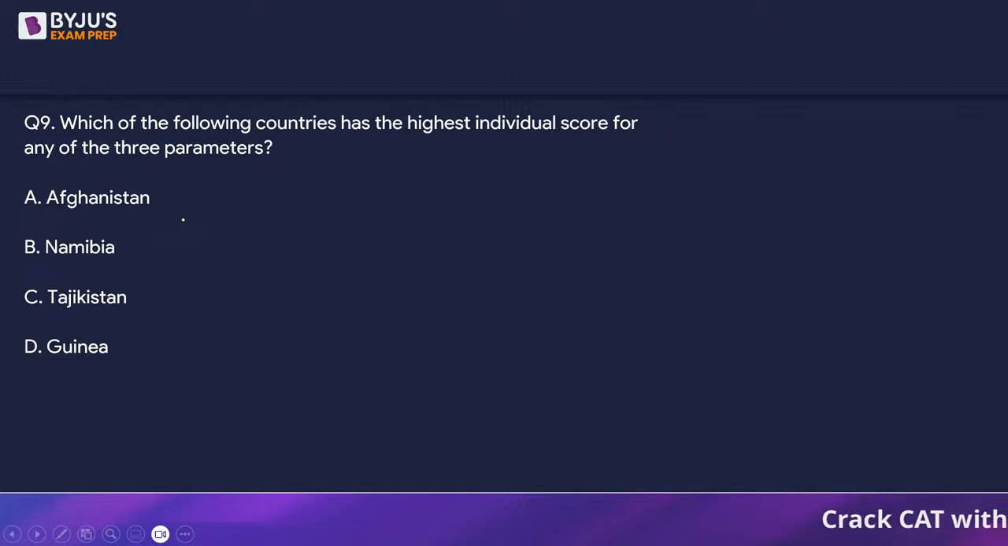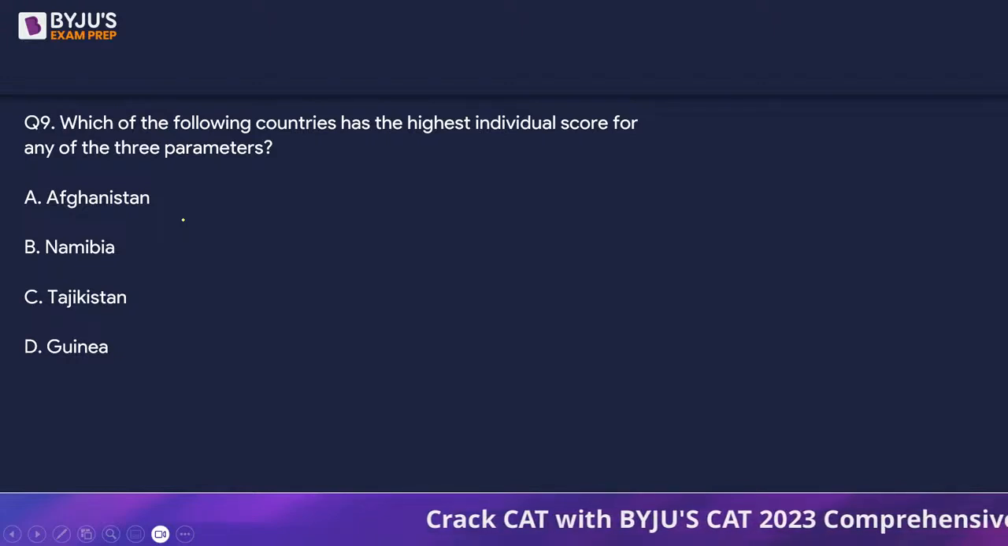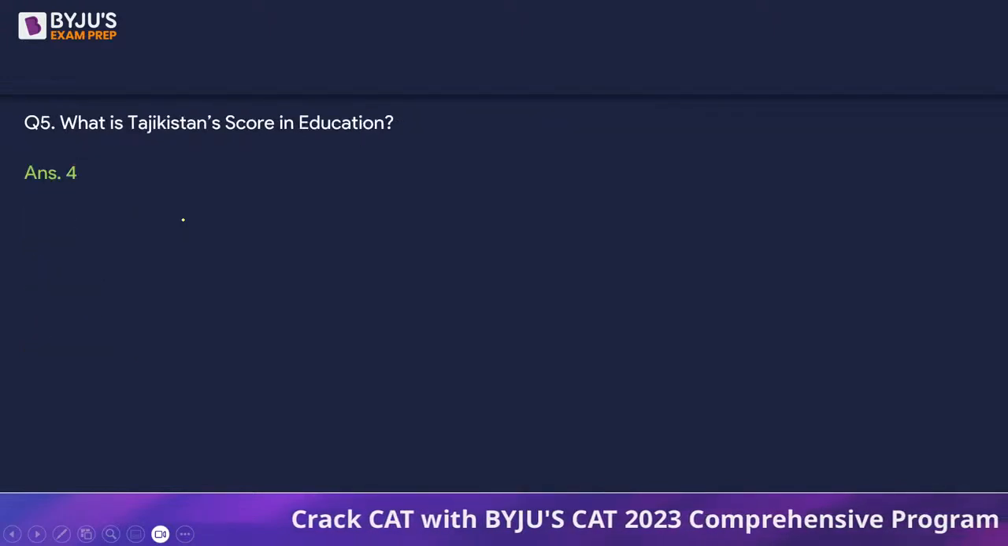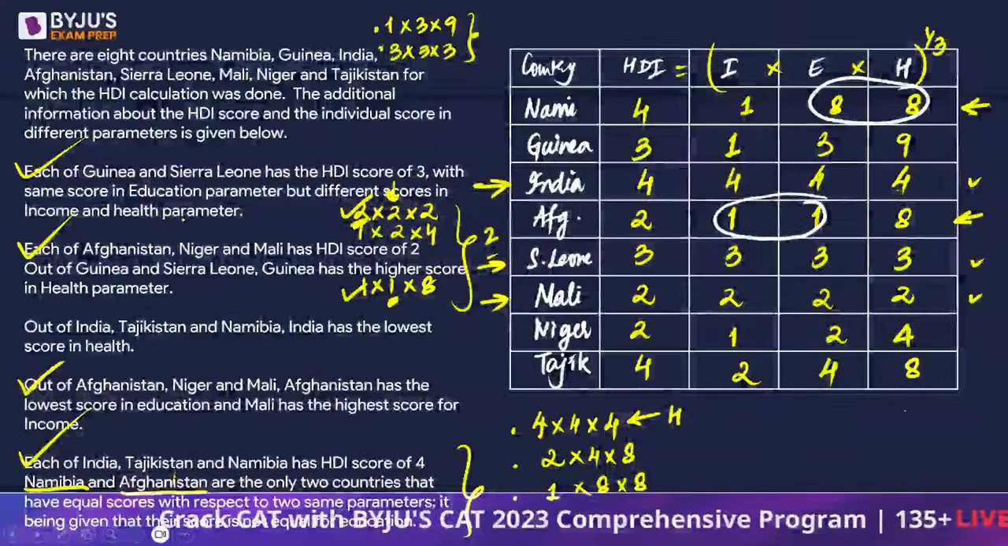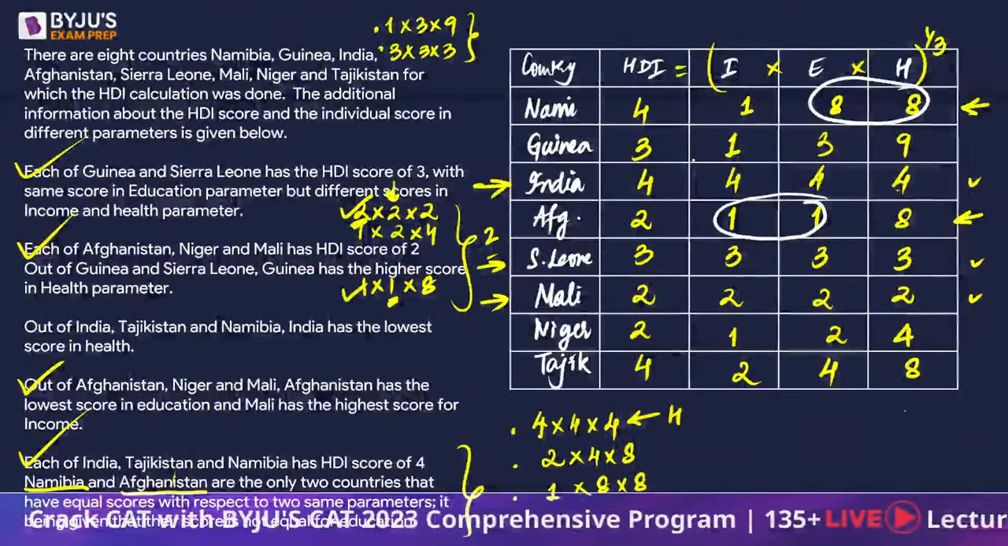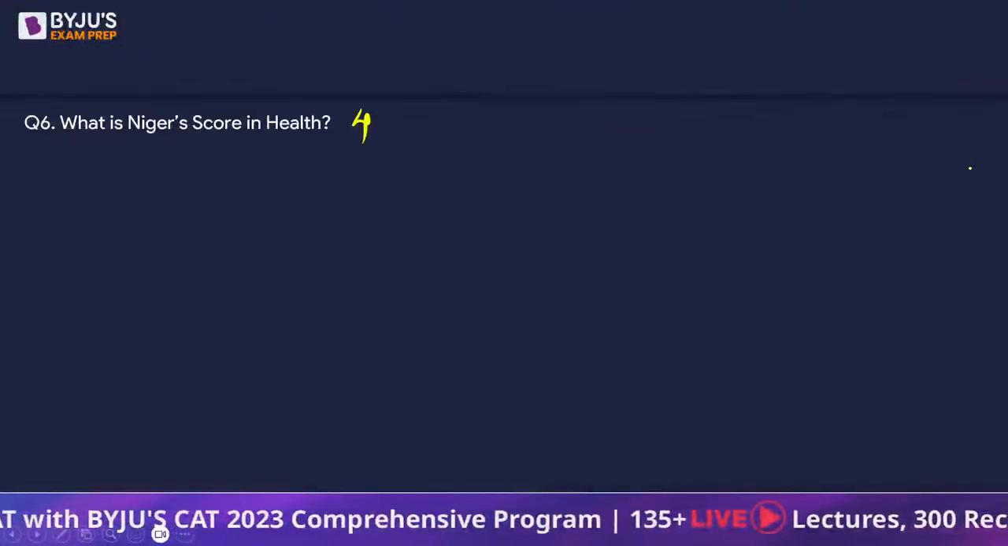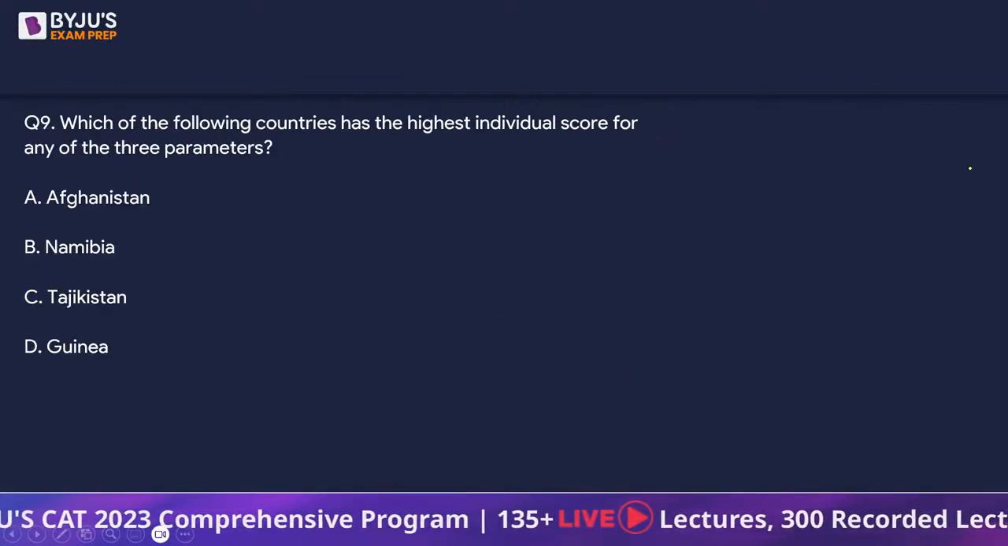Next question is, which of the following countries has the highest individual score for any of the 3 parameters? So we have seen 8 being the highest, right? No, 9 being the highest. This is only for Guinea. D option.